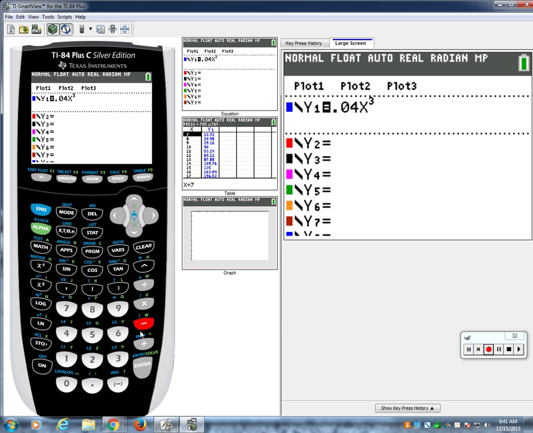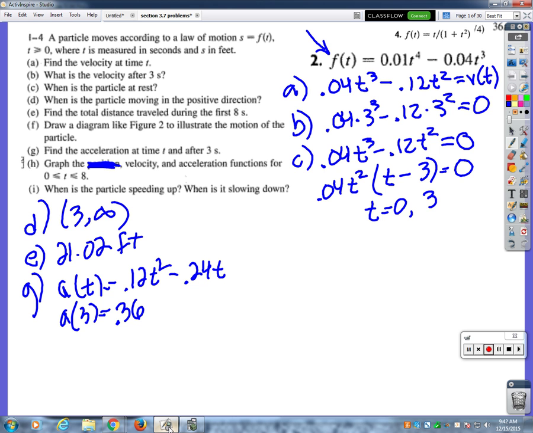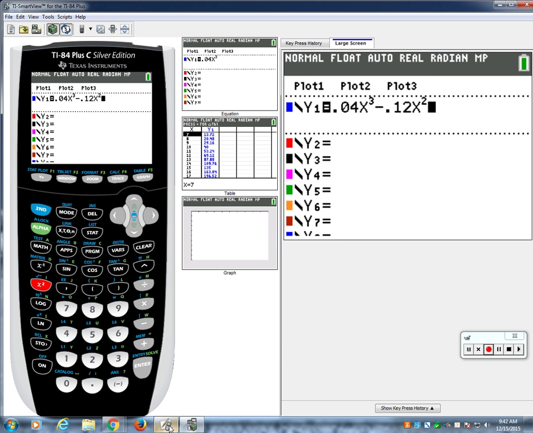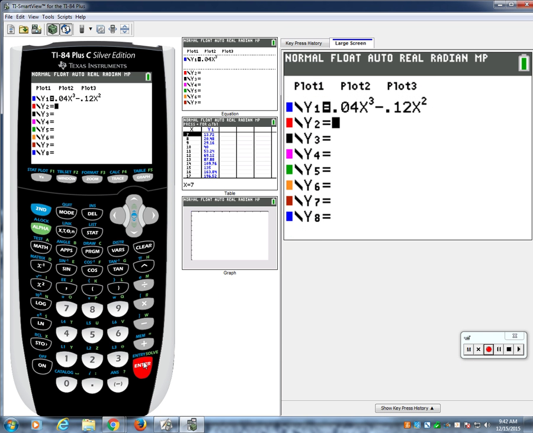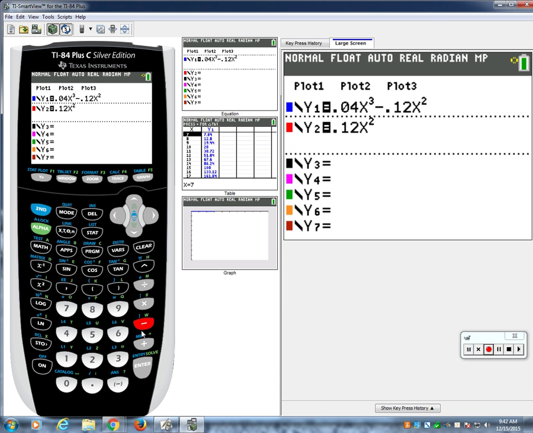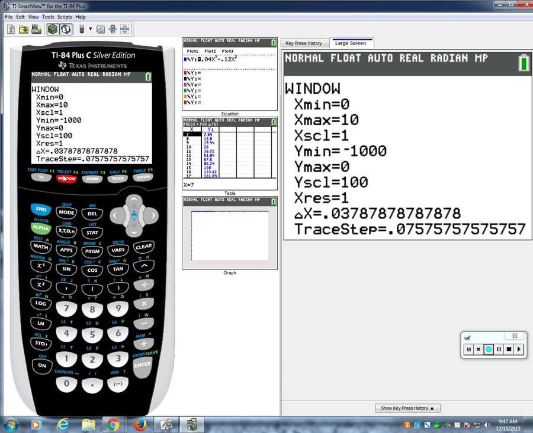minus 0.12. I could probably just put the derivative in there. So 0.12 x squared minus 0.24 x. Okay, and then our window.